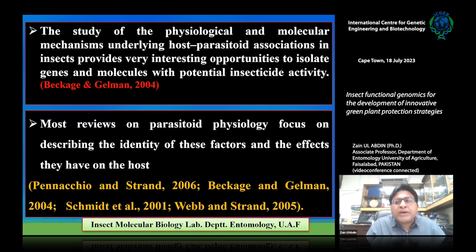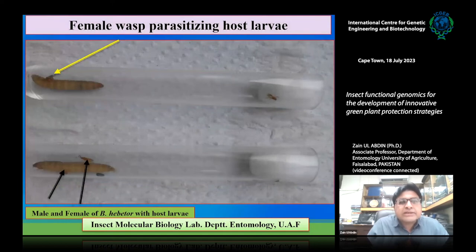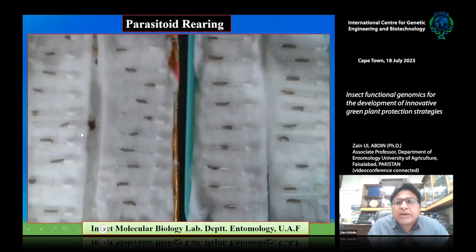Most reviews on parasitoid physiology focus on describing the identity of these factors and the effects they have on the host. Here you can have an idea that this is the parasitoid, this is the host, and this Bracon hebetor is parasitizing the host in the wild. After parasitizing, the host becomes mummy-like in structure and dies internally. The death of the host is an indication of the survival of the parasitoid progeny.